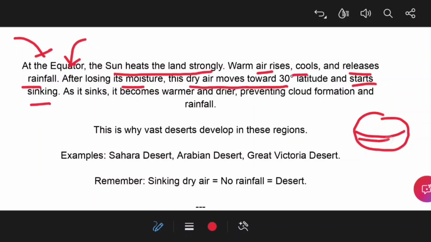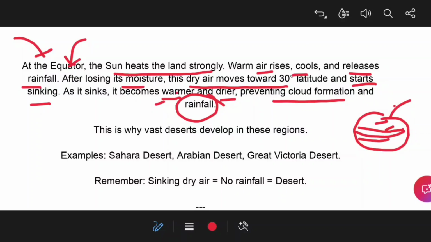Let's suppose these are the tropics. Warm air will rise, and cold air will sink here, and they will sink to the next tropic level. At a sink it becomes warmer and drier, preventing cloud formation and rainfall. When the air becomes cold, it will sink down, but after a certain time these winds become warmer but drier.